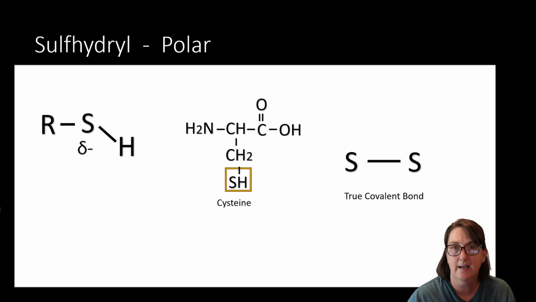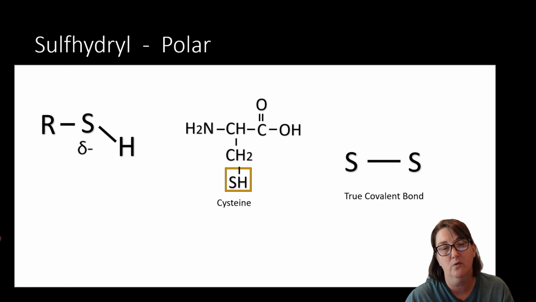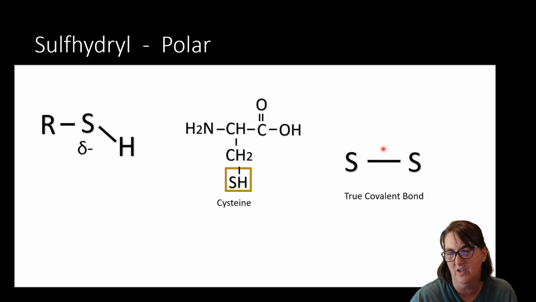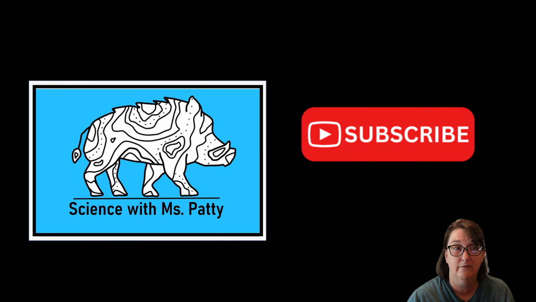And we see this in hair. People who have really straight hair have very few of these covalent disulfide bridges in their hair. People who have really curly hair have a lot. So we talk about this when we talk about genetics and hair. All right, that is it for this unit over covalent or carbon bonds and functional groups.